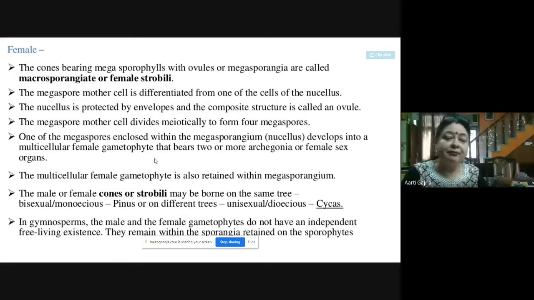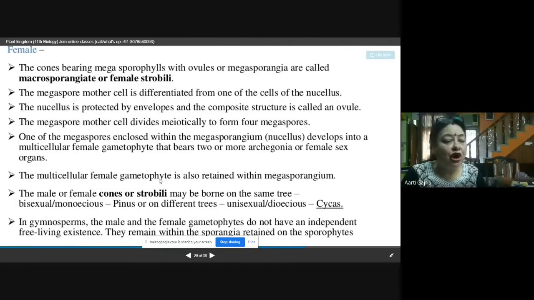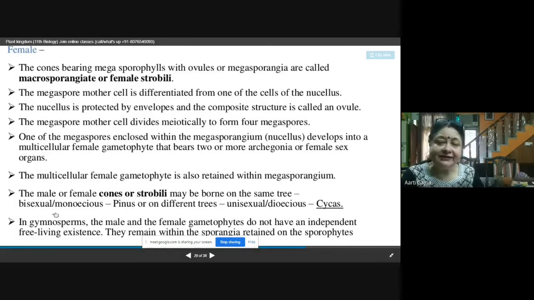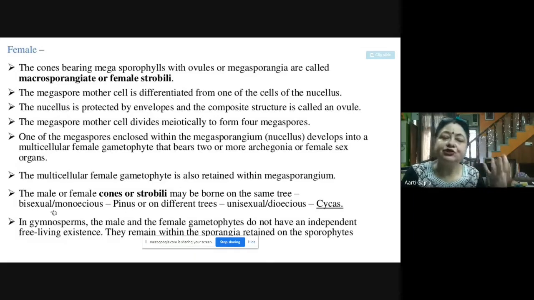The male and female cones or strobili may be borne on the same tree. Same tree means bisexual: the male and female organs are present on the same plant. An example is pinus. Or they can be on different trees: for male there is a different plant, and for female there is a different plant, and that is called unisexual or dioecious. An example is cypress. And when they are present on the same tree, it is called bisexual or monoecious.